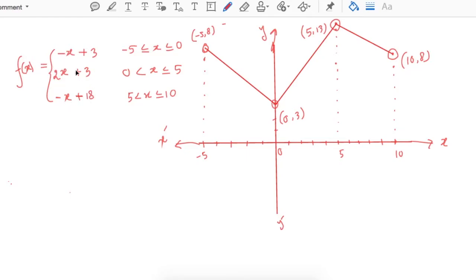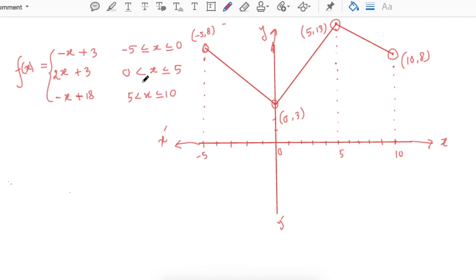This is a piecewise linear function. You see there are three pieces. First piece from -5 to 0, and second piece, this function is a line. This is a linear function. So this is a linear line, which is defined from 0 to 5, and this is another line which is defined from 5 to 10. So this is a piecewise linear function. We cannot say f(x) is a linear function, but we should say f(x) is a piecewise linear function.